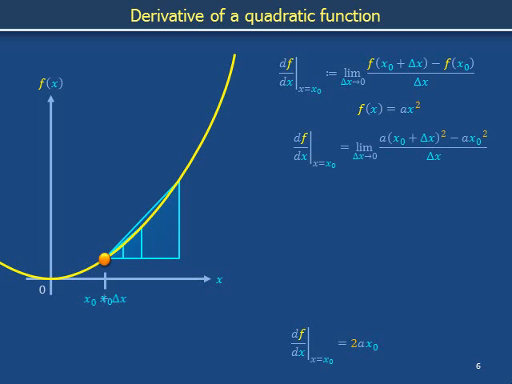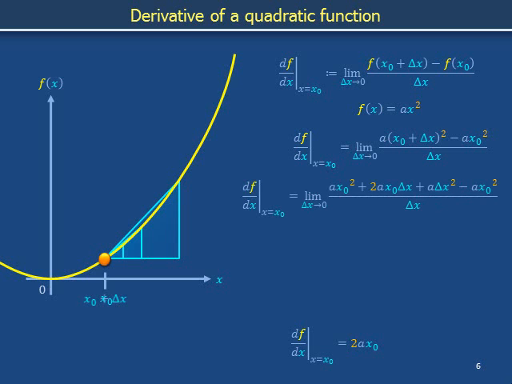Substituting the association rule a times x squared into the definition of the derivative gives df dx evaluated at x equals x naught is the limit as delta x approaches 0 of the ratio between numerator a times x naught plus delta x quantity squared minus a times x naught squared, divided by denominator delta x.